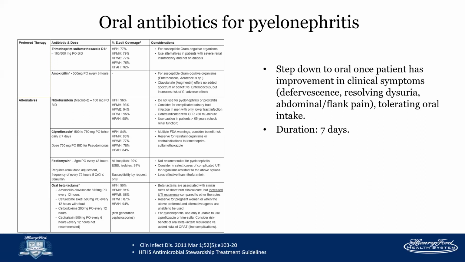If I can't use Cipro and I can't use Bactrim, then a beta-lactam such as Augmentin or cefuroxime. Cefuroxime is a second-generation oral cephalosporin. Cefpodoxime, which is a third-generation oral cephalosporin, will be good alternatives as well.